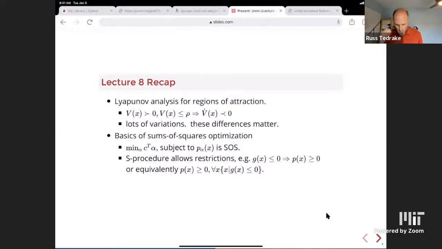Equivalently, you could say for all x, just define that set explicitly and say that p of x is positive for all those x's. Those are our tools. That's our machinery. Do you feel reasonable about those ideas? Yeah.